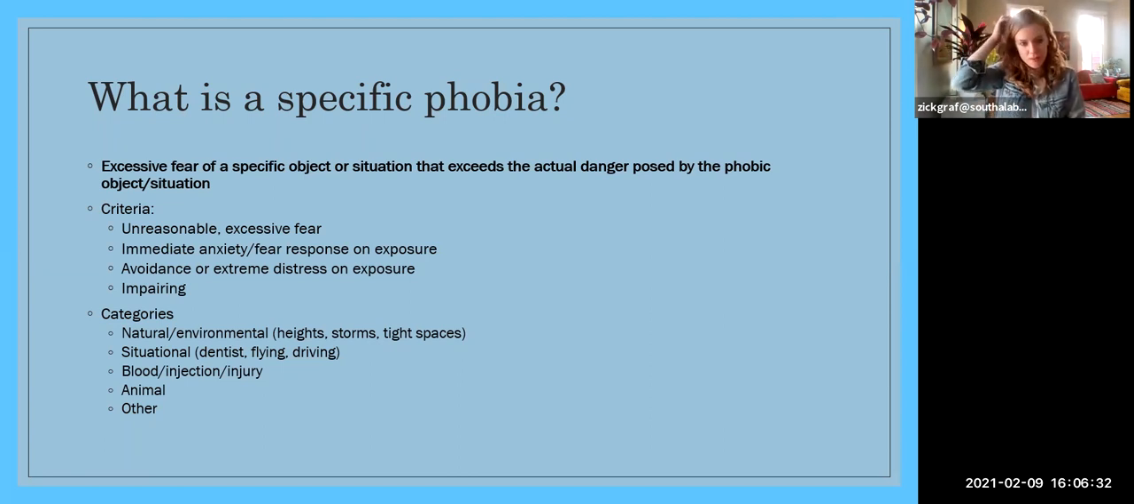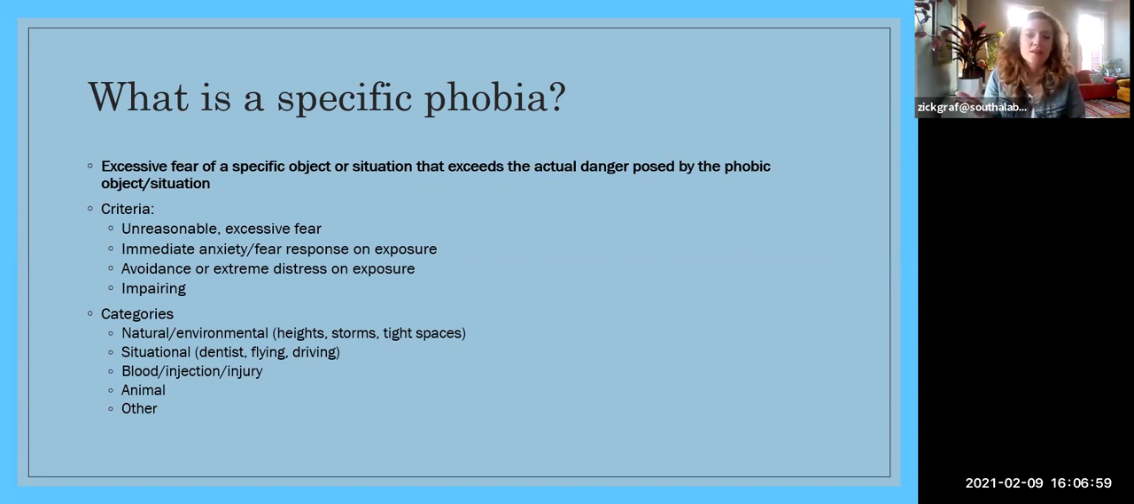People with specific phobias engage in a lot of avoidance of the thing or the situation that causes their fear. Or if they can't avoid it, they experience really extreme distress when they're exposed to it. And all of that, the unreasonable excessive fear, the anxiety response, the avoidance, the distress, leads to impairment. A phobia can't be diagnosed without evidence of distress and impairment.